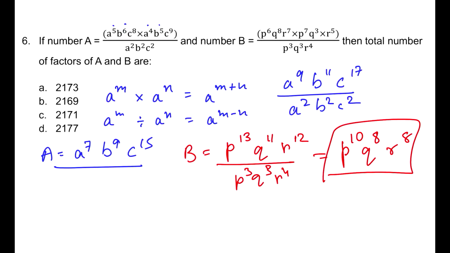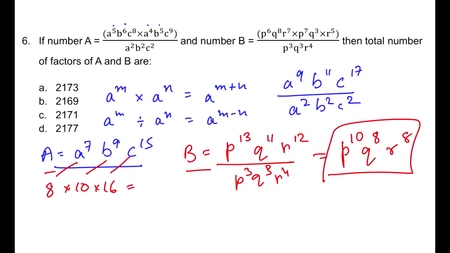Please check your value of b and a with me, and once you are done with the powers, how are we going to calculate the number of factors for them? I have to find out the total number of factors for them, guys. So what will be the total number of factors for a? Power plus 1 multiplied with each other, meaning in place of 7 I will write 8, in place of 9 I will write 10, and in place of 15 I will write 16.